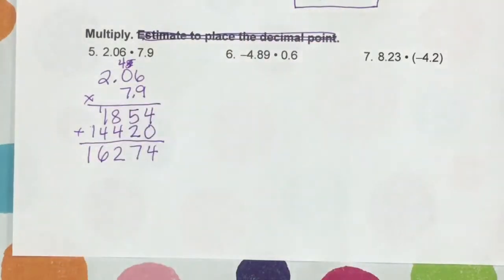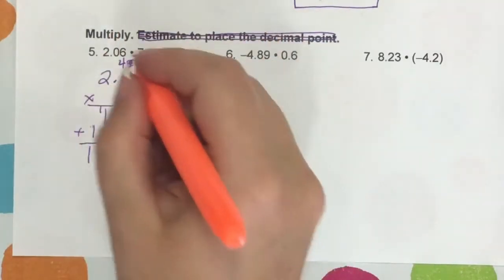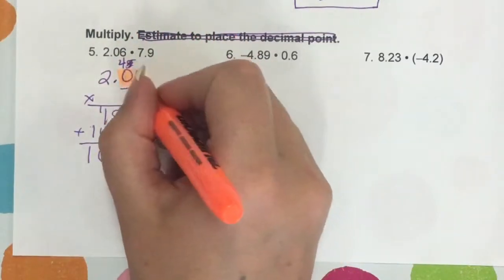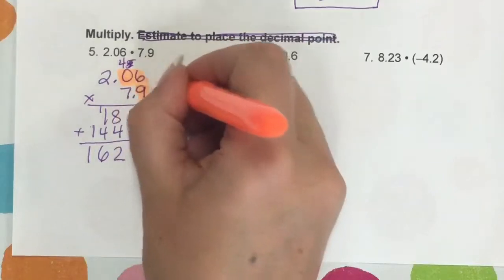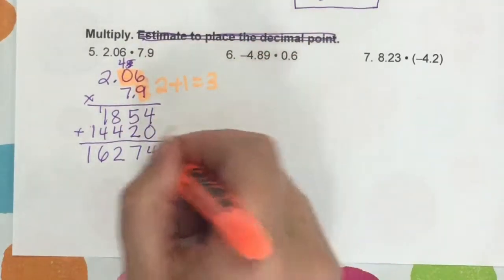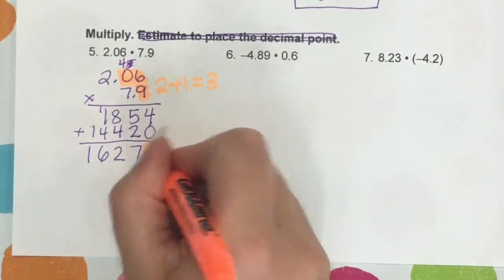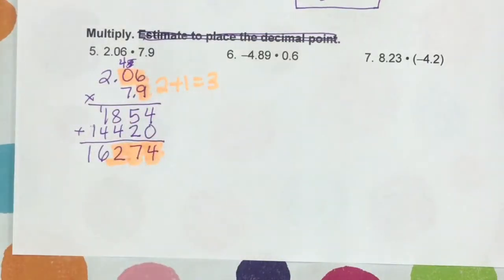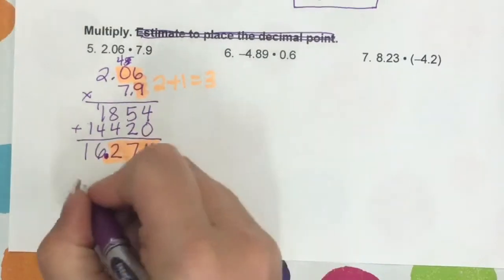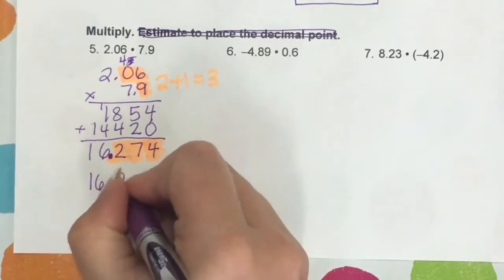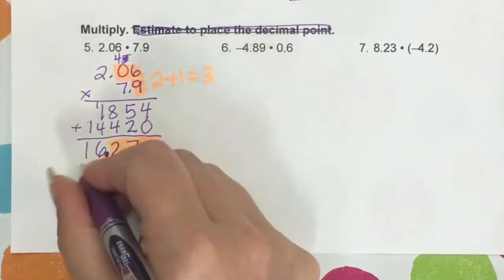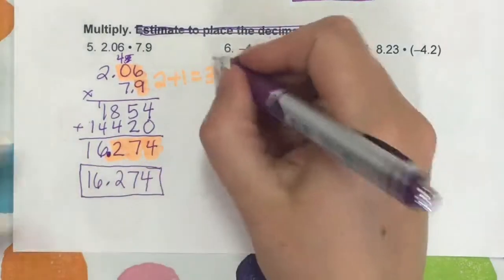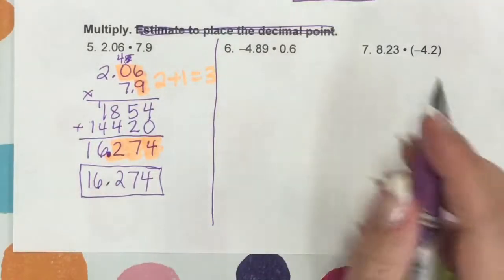And then we just need to count up the decimal places. So here, there are 2 decimal places. And here, there is 1. So it's going to become 2 plus 1, which is 3. So that means there's going to be 3 decimal places in our answer. 1, 2, 3. So that means our decimal goes right there. So our answer is 16.274. That is our answer. All right, perfect. On to the next problem, number 6.